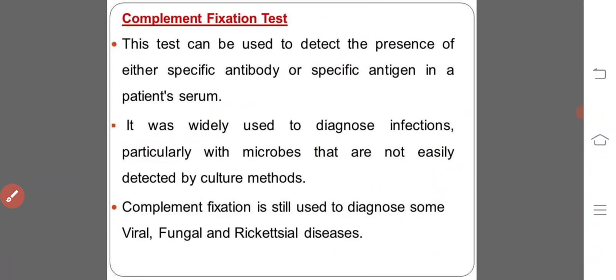Complement fixation test is used to detect the presence of either specific antibody or specific antigen in a patient's serum. It was widely used to diagnose infections, particularly with microbes that are not easily detected by culture methods. Complement fixation is still used to diagnose some viral, fungal, and rickettsial diseases.